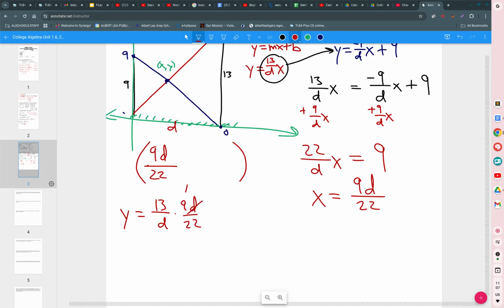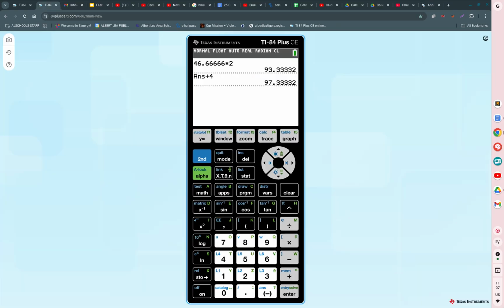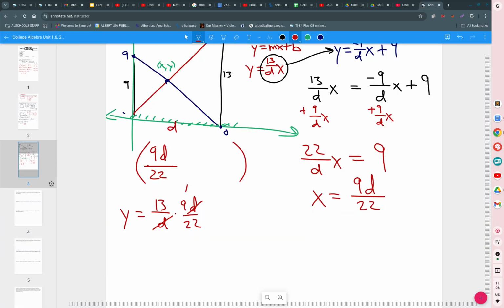They do? Yeah. And now I get a wonderful number. I get 13 times 9 divided by 22. So on my calculator, I have 13 times 9 divided by 22, and I've got 5.318. What's really neat about this situation is we know that it is 5.318 feet above the ground.